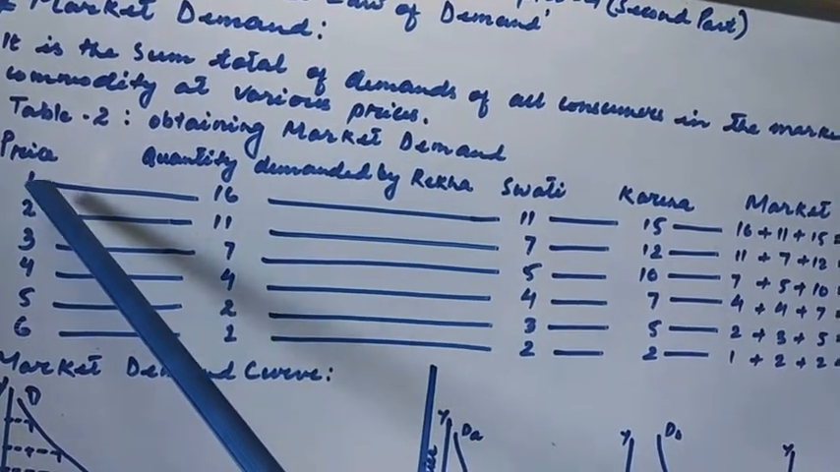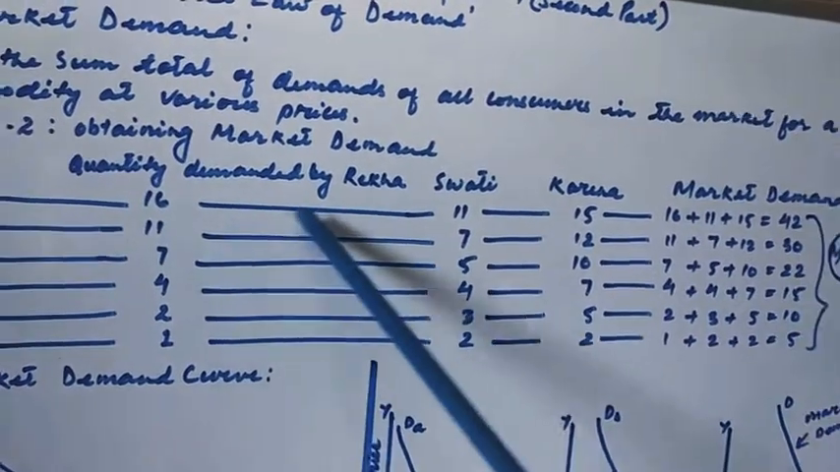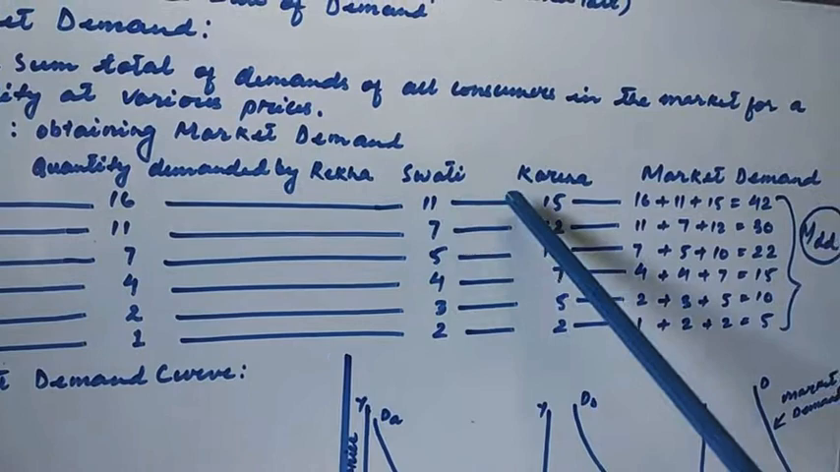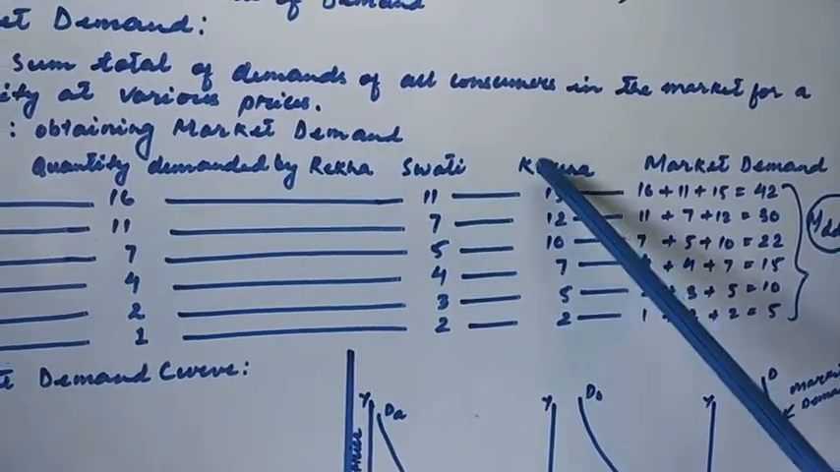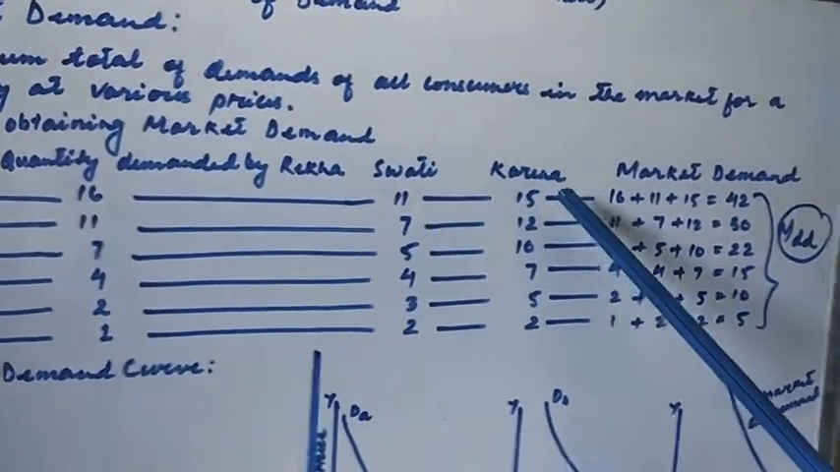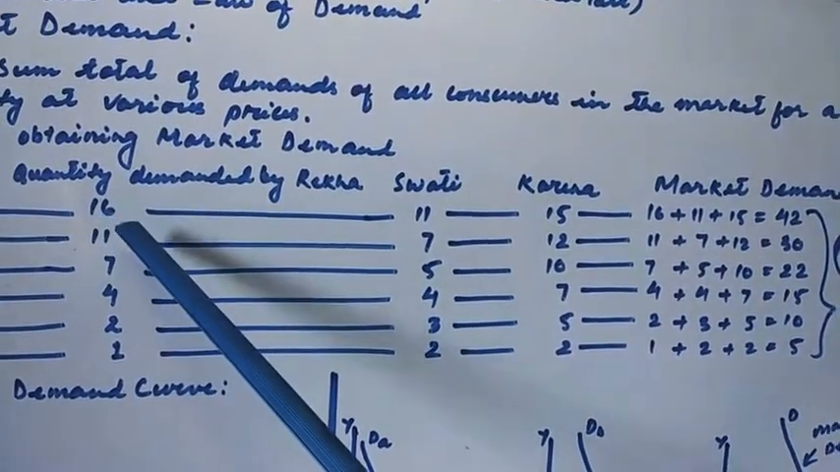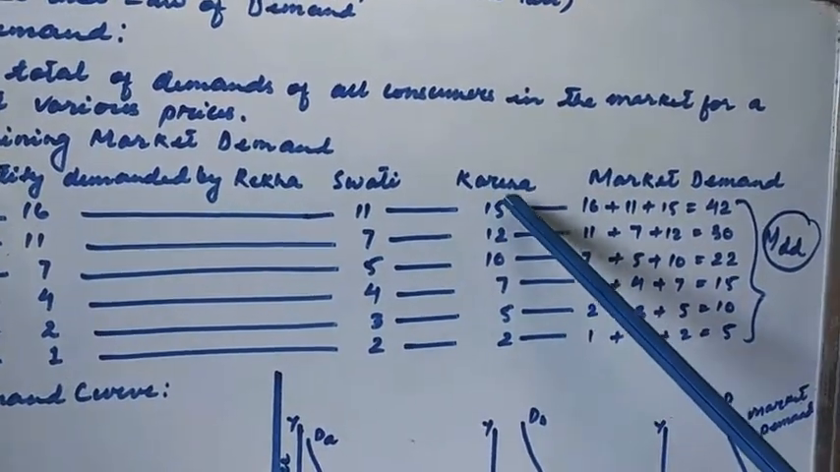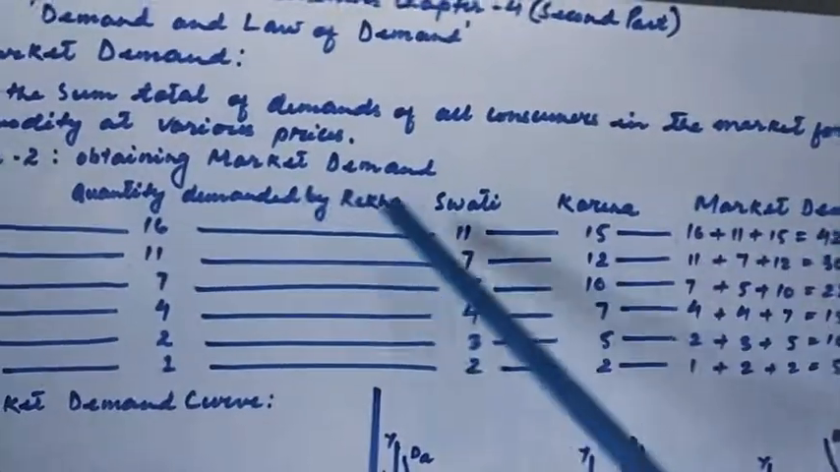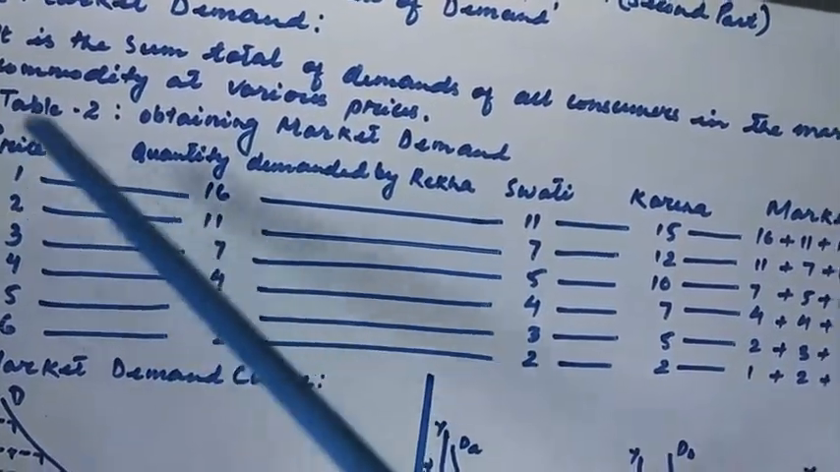So at price rupee 1, the quantity demanded by Rekha is 16, the quantity demanded by Swati is 11, and the quantity demanded by Karina is 15 at the rupee 1 price for the commodity. So the market demand will be, we add up the demand of Rekha, Swati, and Karina, and we get 42. So 42 is the market demand for the commodity at rupee 1.